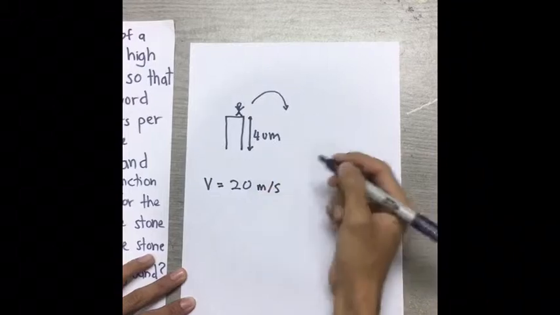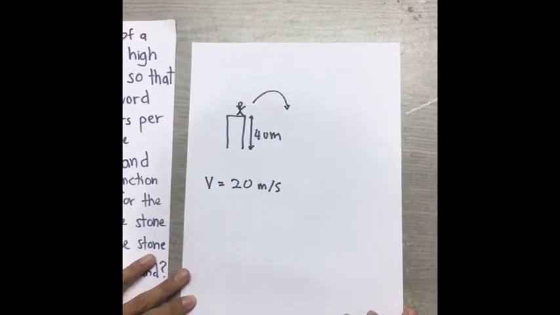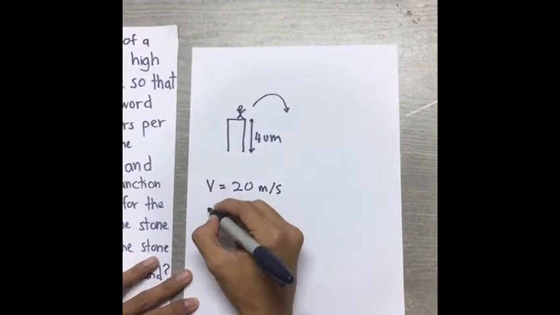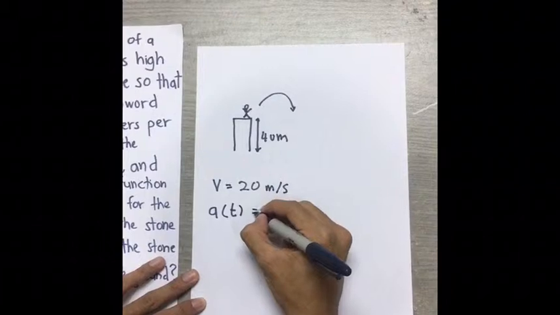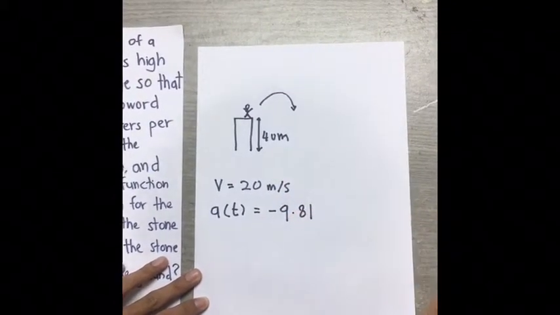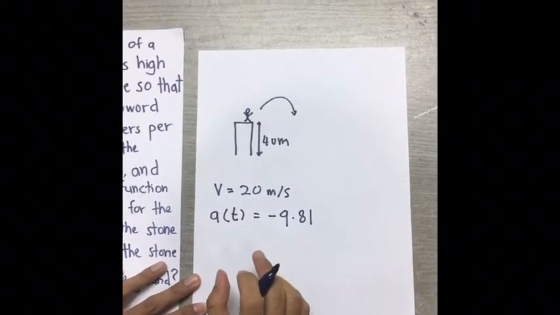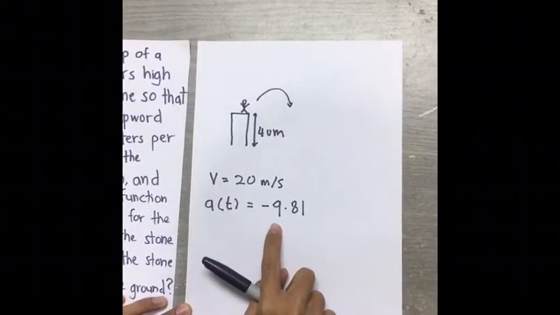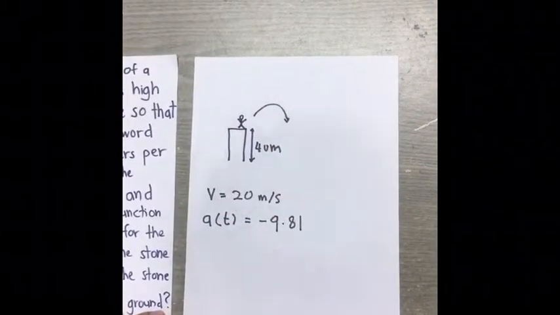And then we can get the acceleration also. The acceleration is negative 9.81. This acceleration we get from the gravity. The negative sign shows that the stone is falling down.